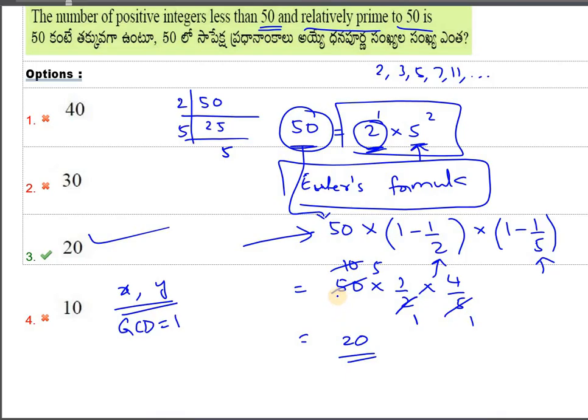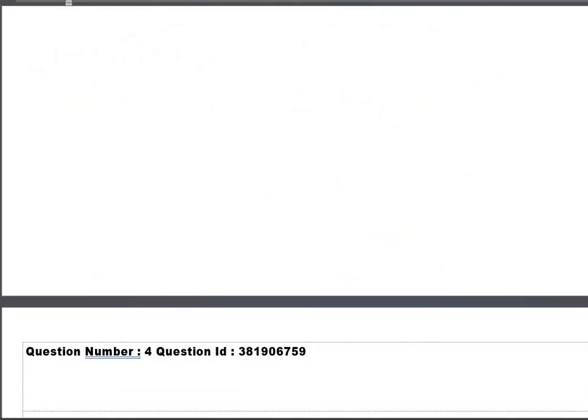So remember the definition also, maybe the definition is also asked in the exam. What are relatively prime numbers? Two numbers are relatively prime if their GCD, greatest common divisor, is 1. So this is the answer to this question. Now we move to the next question. Question number 4.